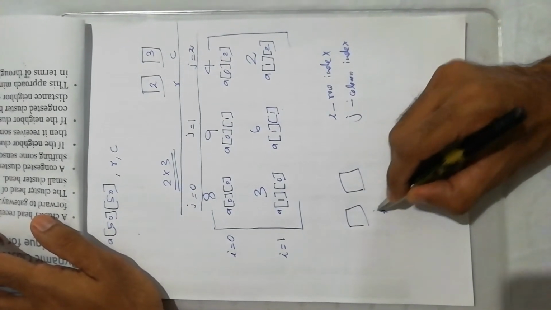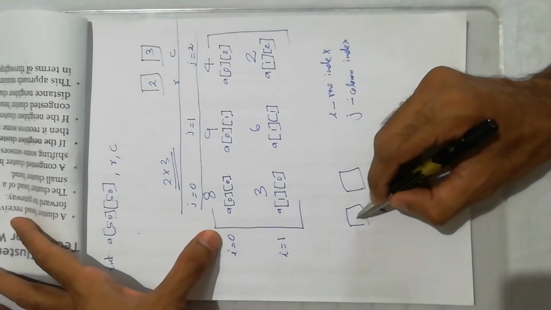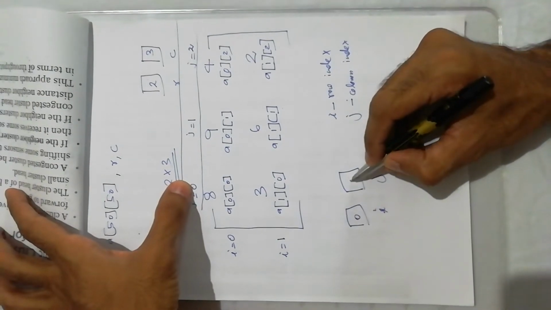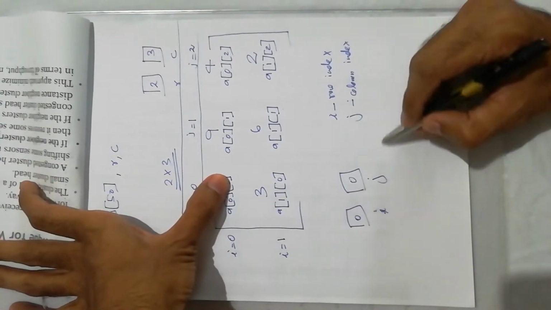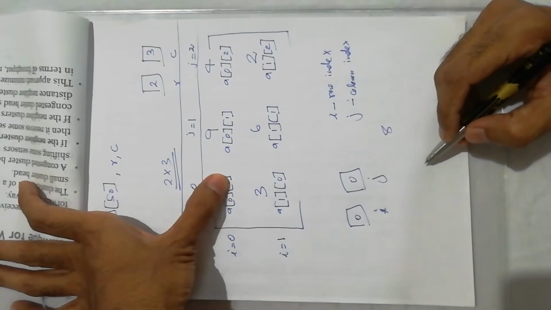Initially, I, J, the initial value of I is 0, again J also 0, A of 0 0, that is 8, this location.